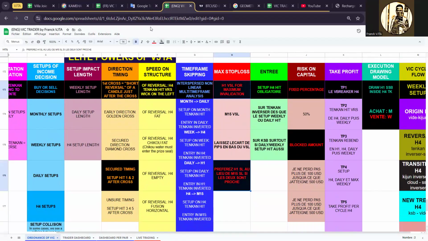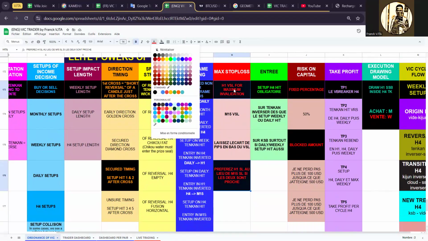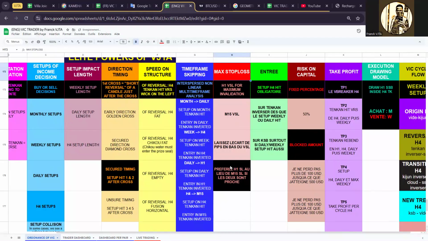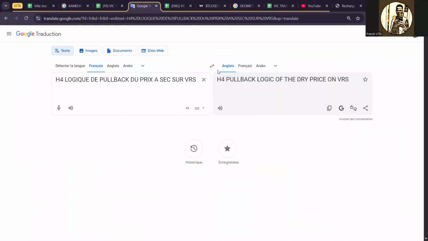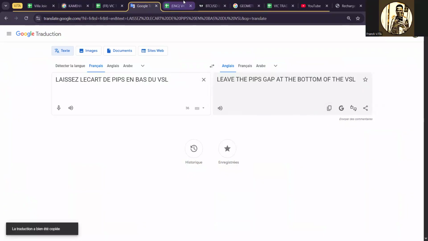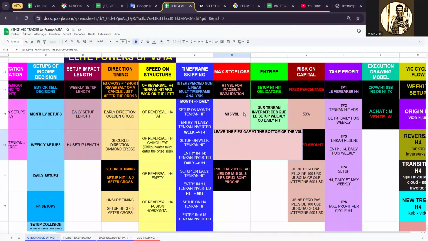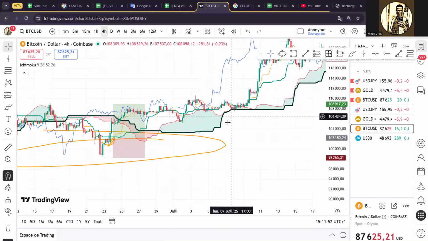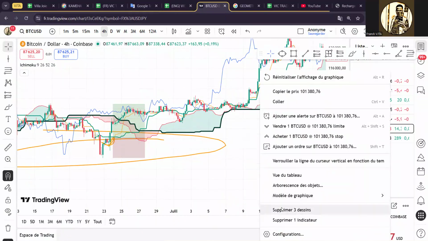So now the next thing is this one. This one is about deciding the maximum stop loss. I'm saying here you need to leave some breathing space when you place your stop loss. We talked about it already, right? When you place your stop loss, leave some breathing gap on the bottom of the VSL, right? Let us say, for example, here you have this position.